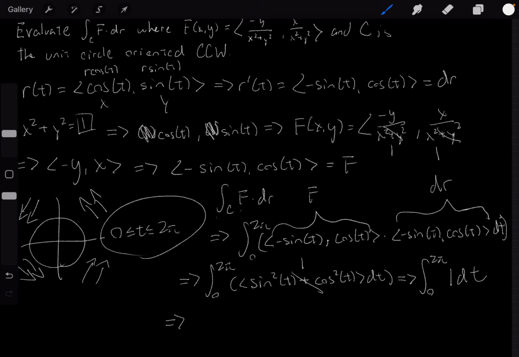Now, what's the integral of 1? Based on the variable t, that's just going to equal t, evaluated from 0 to 2 pi. So 2 pi for the first one, minus 0 for the second one. Our answer is 2 pi.